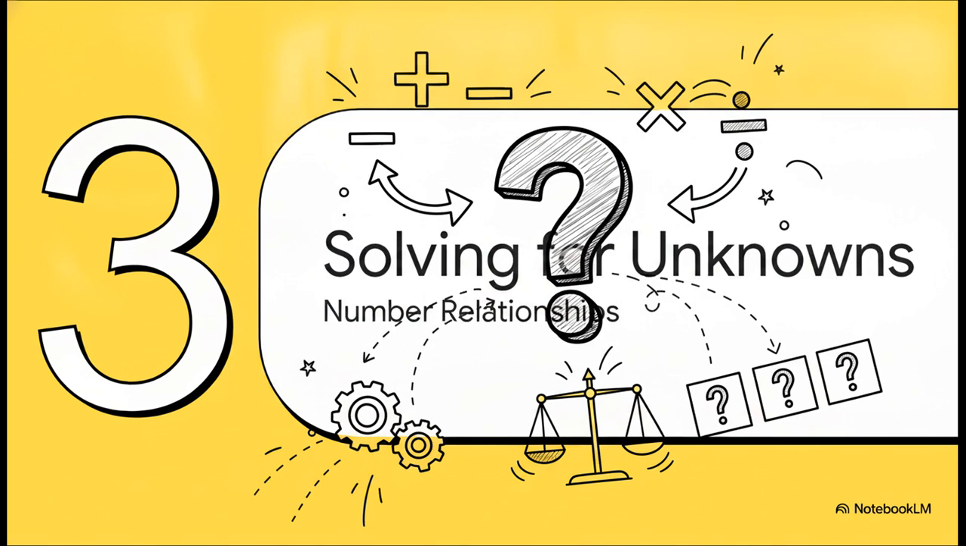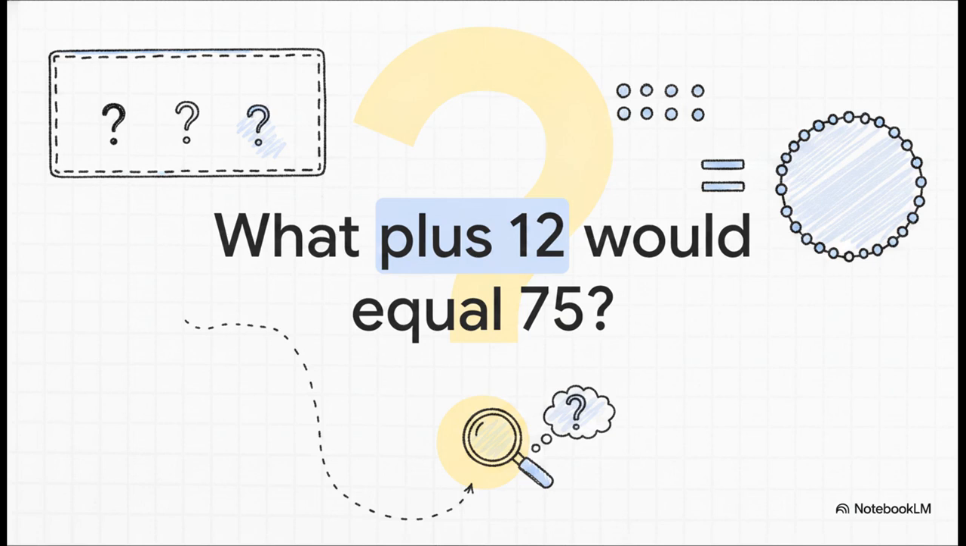All right, section 3, solving for the unknown, understanding relationships. Once you really understand the core mechanics, you start to realize math isn't just a one-way street. The relationships between addition and subtraction, or multiplication and division, are totally fluid and reversible. And we can use that reversibility to find missing information.